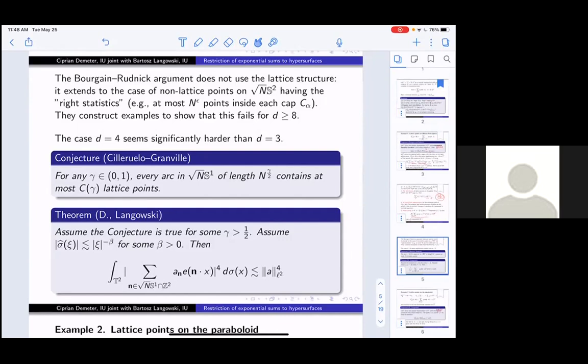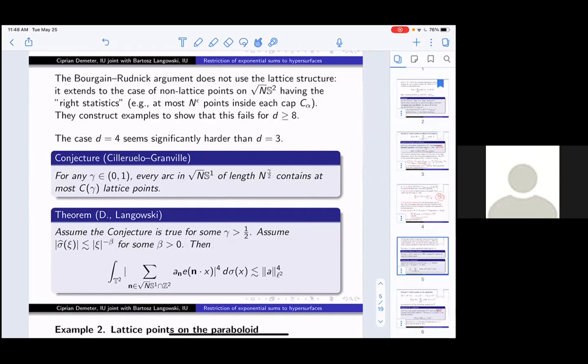They also construct examples to show that this approach, I don't want to call it a cheap approach, it takes 30 plus pages and it's highly non-trivial, but this simplified approach is failing in high enough dimensions. So if you, for example, want to prove the conjecture in dimension 8, then you're going to have to take much more advantage of the fact that the points are lattice points. Okay.